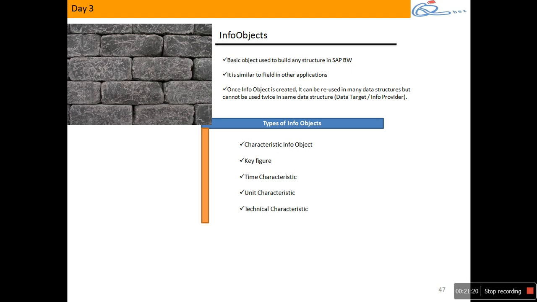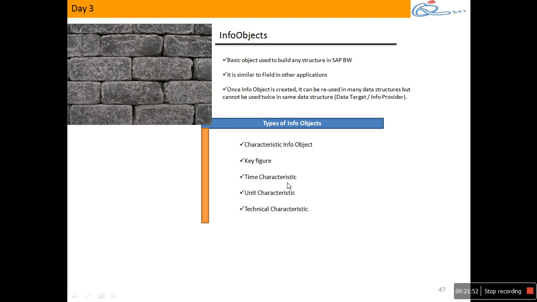If values can be aggregated, added up, then that becomes what? Measures. And if you cannot aggregate those values, then it is what? Characteristics. And if you want to hold time factor data like date, month, year, quarter, then what? Time. The next is, if you want to hold currencies or units of measure, then unit characteristics. And for the request number and all the information about data loading, then you go with what? Technical characteristics.